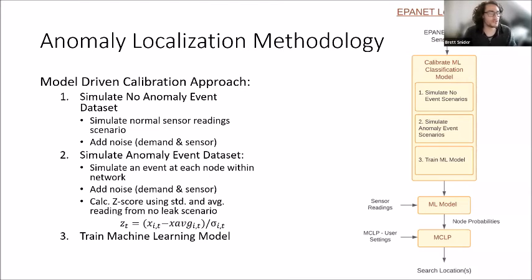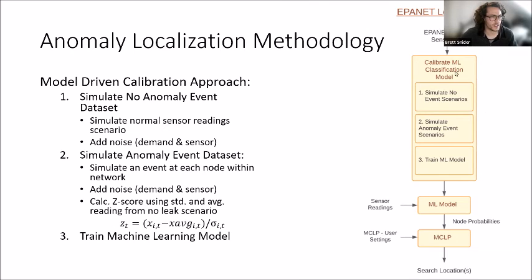Using the maximum coverage location problem, the anomaly localization methodology is developed here, where a random forest machine learning model is calibrated by simulating events within the EPANet hydraulic model. Then the machine learning classifier predicts the probability score of the event occurring at each node within the network. The maximum coverage location problem then analyzes the grid search based on the utility's preference, and the output of the ideal search locations is provided.